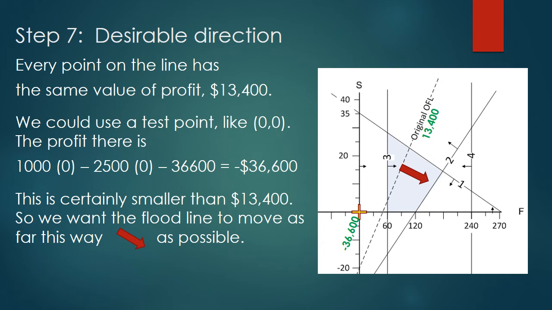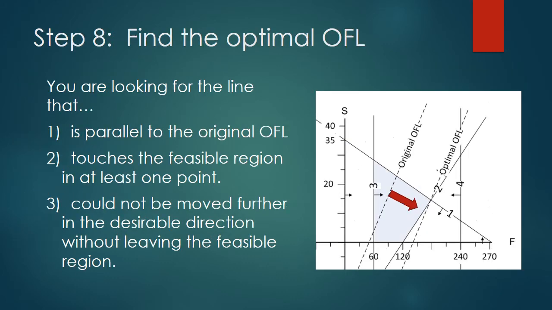In this problem, it's a max problem. It is pointing toward the larger values, the parts of the field which are still out of water. If it were a min problem, I'd want the arrow pointing the opposite way, because I'd like small values, and a $36,600 loss is indeed less than a profit of $13,400. But obviously we want to make some money here, so the arrow points the way we've shown it.